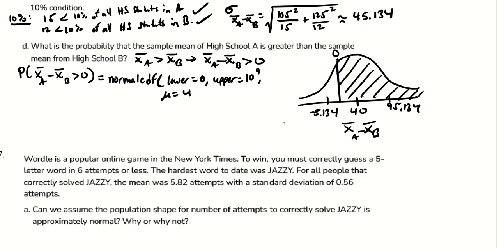Mu is 40. Standard deviation is 45.134. Okay, and you should get a probability of about 0.8123.